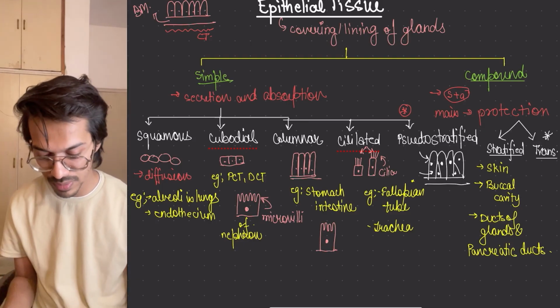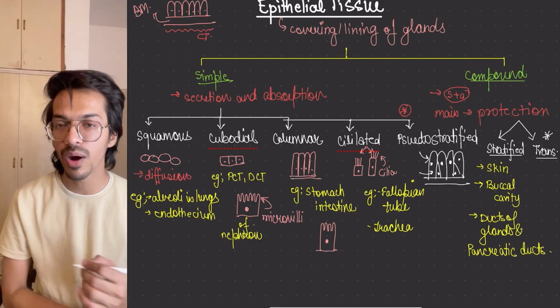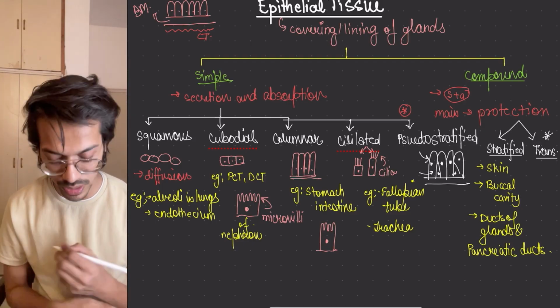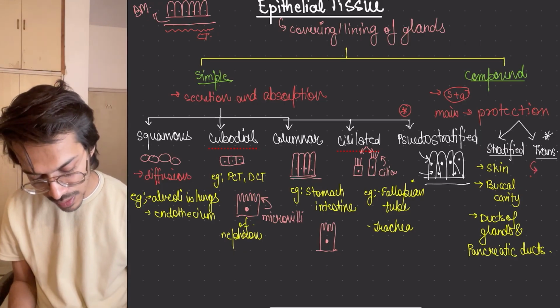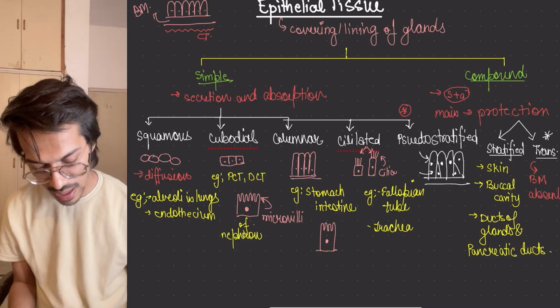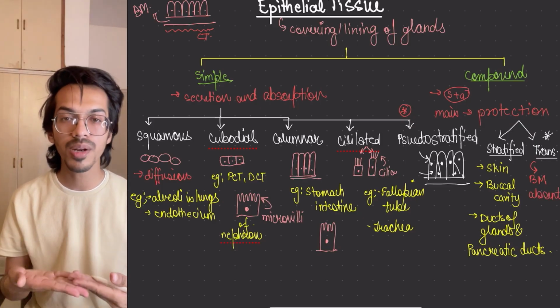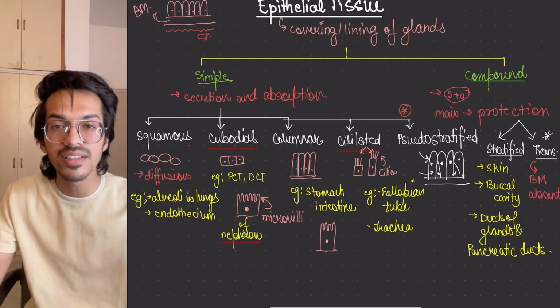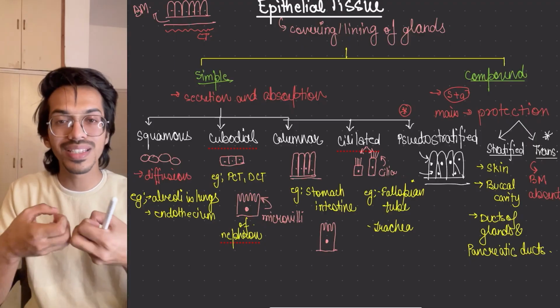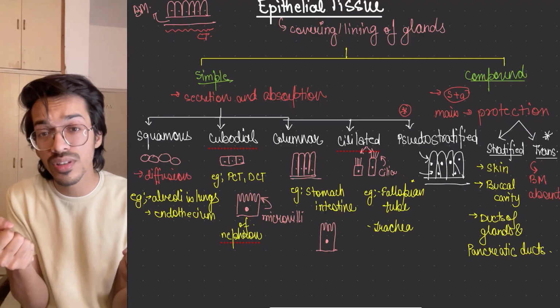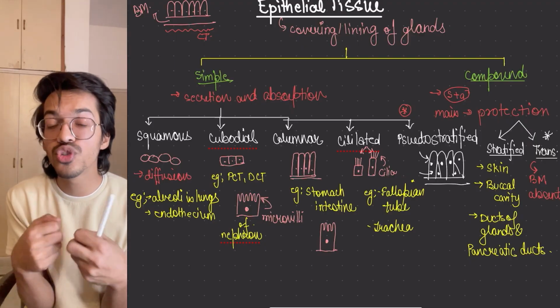Moving on, transitional epithelium, which is not given in NCERT, but it is a compound epithelium. What is special about it? In this epithelium, the basement membrane is absent. And when the basement membrane is not present, it can be extended or stretched. So this epithelium can be stretched. Now, which organ needs to be stretched?